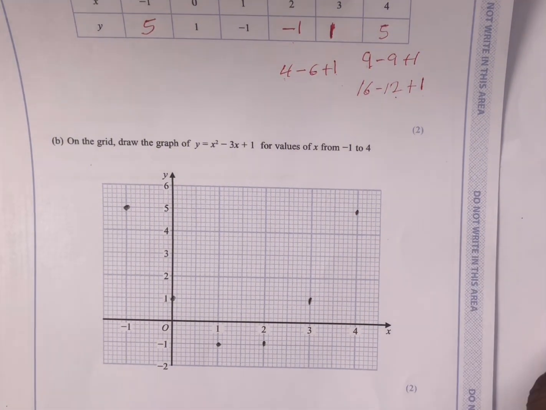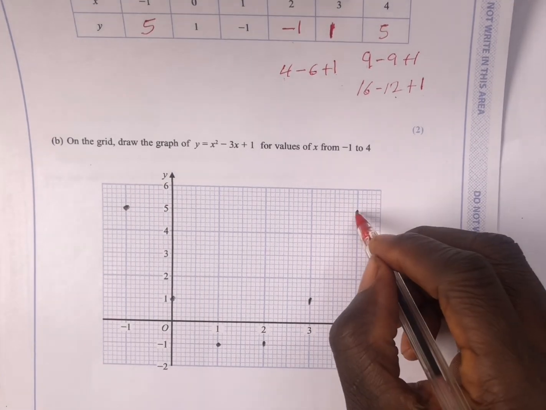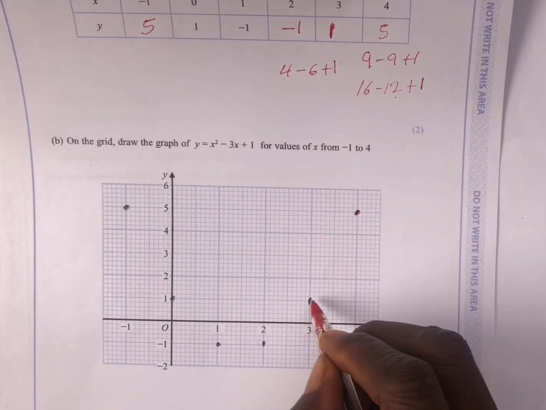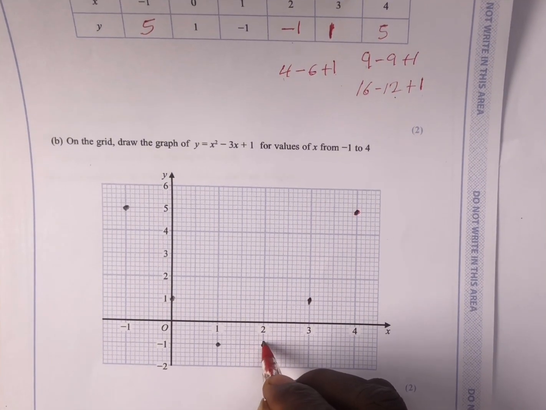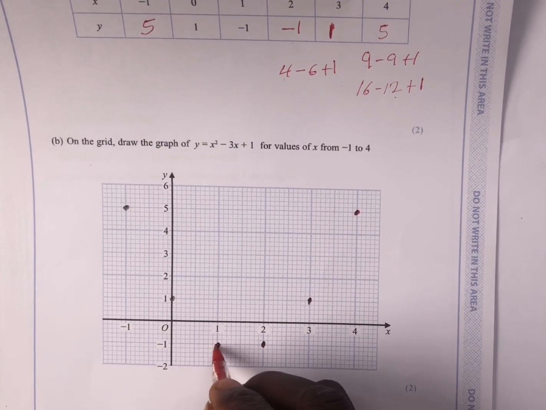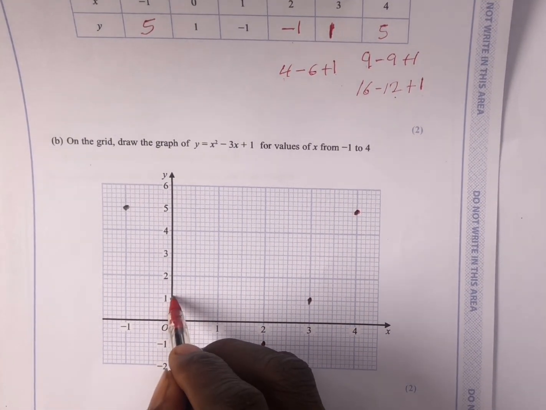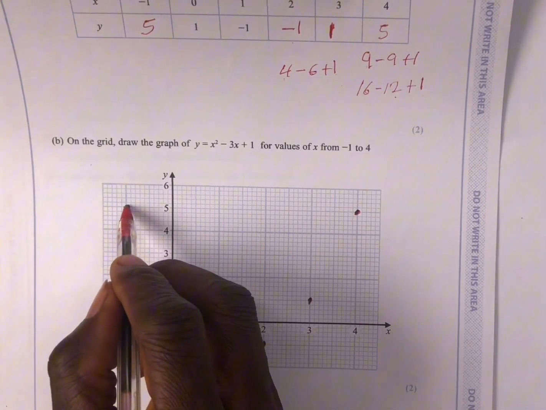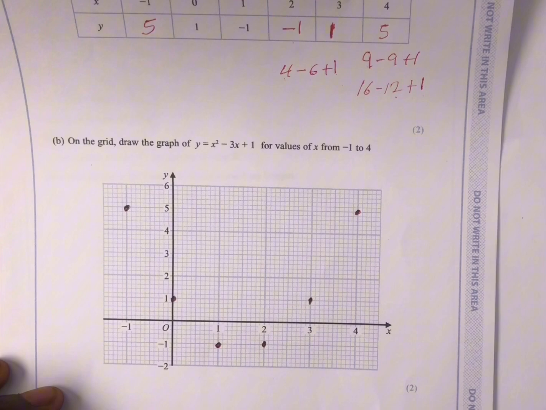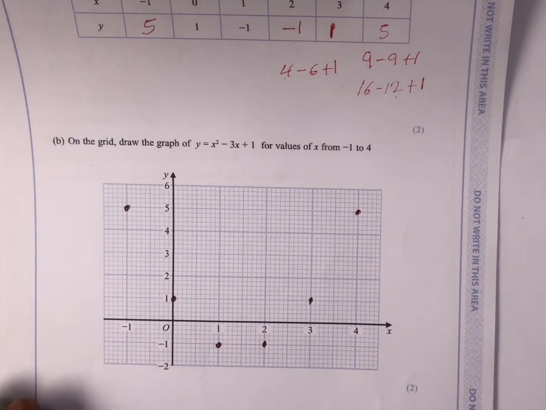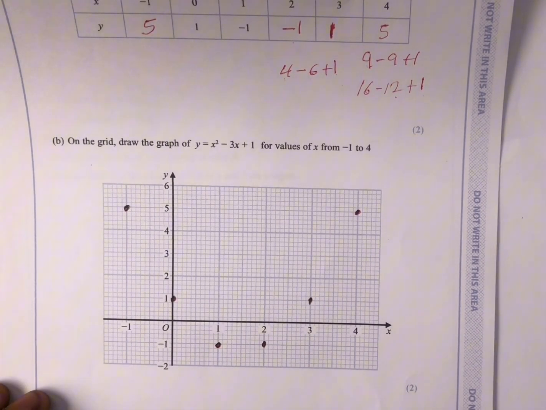Let's use the red marker to indicate our points more clearly. So we've plotted the points. So what do we do next? We have to draw our curve, right? So this one, where should I start from?